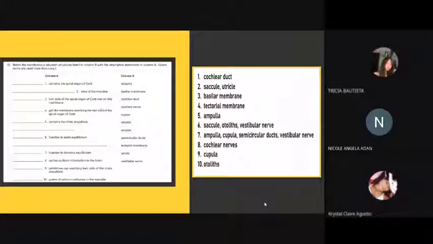Those that function in static equilibrium are the saccule, otoliths, and vestibular nerve. Those that function in dynamic equilibrium are the ampulla, cupula, semicircular ducts, and vestibular nerve. What carries auditory information to the brain is the cochlear nerve. The gelatinous cap overlying hair cells of the crista ampullaris is the cupula, and the grains of calcium carbonate in the maculae are the otoliths.